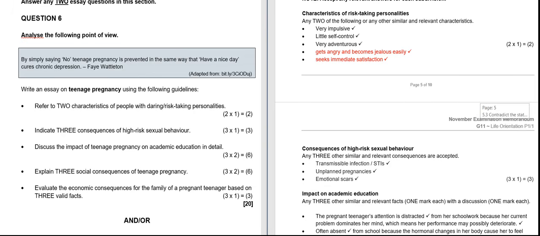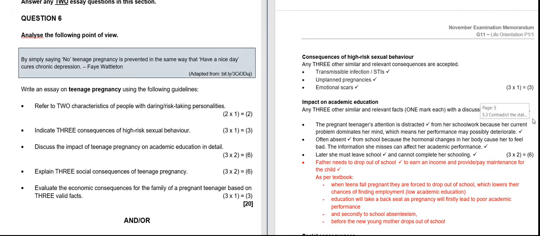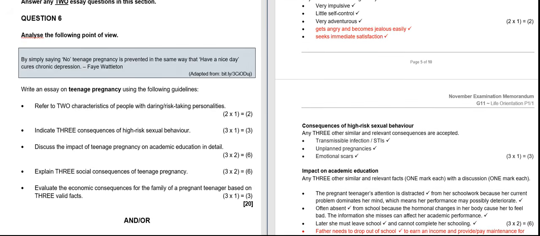And of course, on the next part, we have consequences of high-risk sexual behavior. Consequences of high-risk sexual behavior, that is beneath that. That's where we have those responses on this part. Then after that, we've got the impact on academic education.